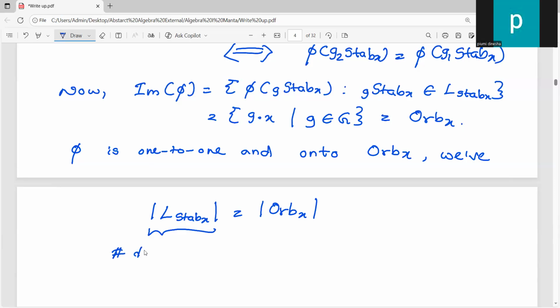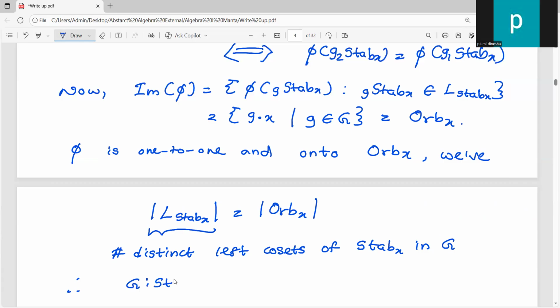The number of distinct left cosets of the stabilizer of X in G. In other words, that index that we listed above, right? Therefore, the index, which gives you this value, the number of distinct left cosets of the stabilizer of X in G, is equal to the number of elements in this orbit.